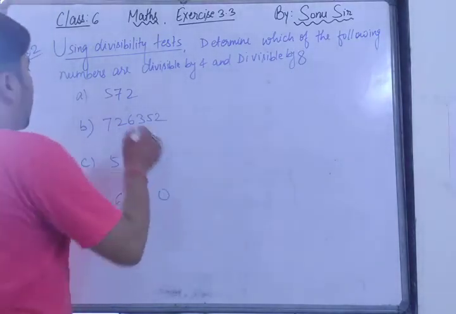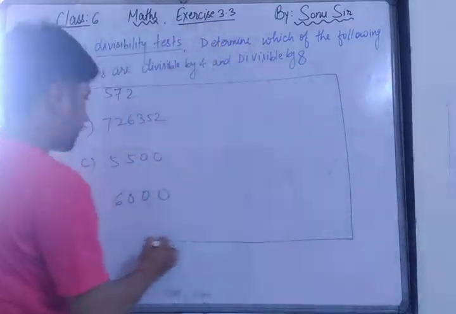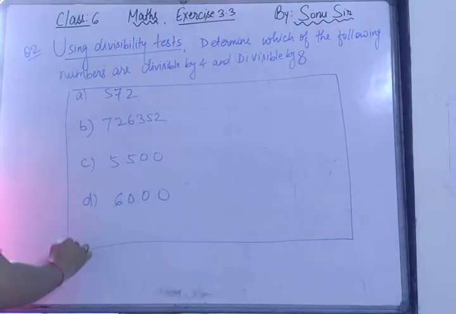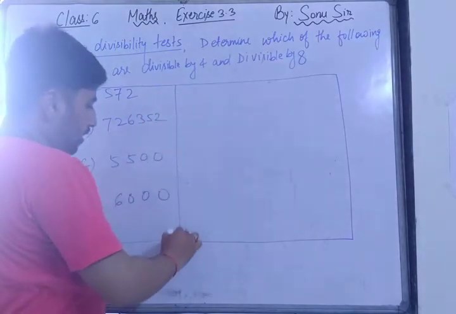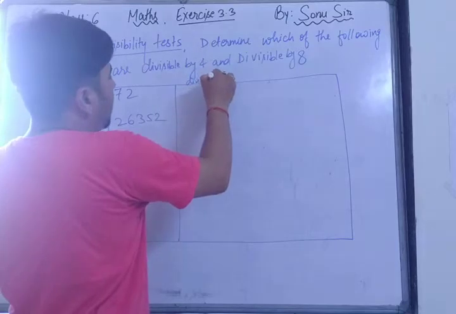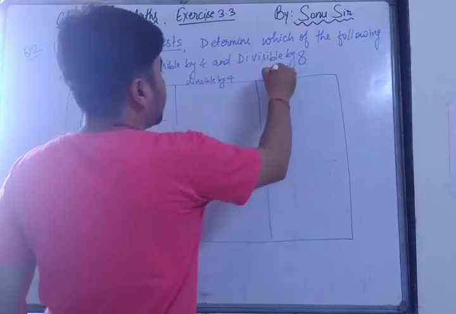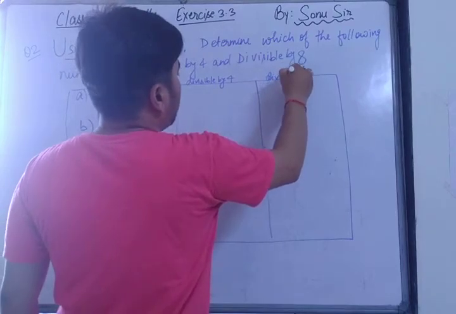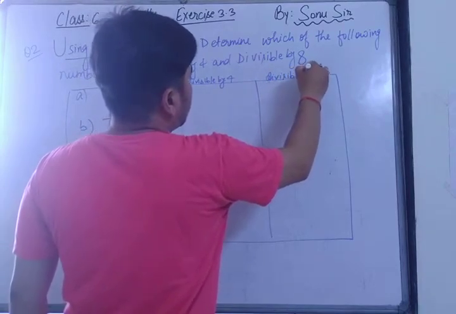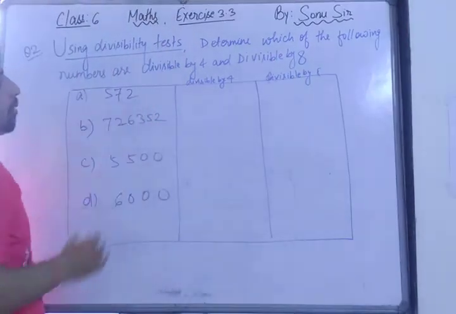So here, after making this table, you can draw it like this. And after that you have to put here divisible by 4, and here divisible by 8. Got it?